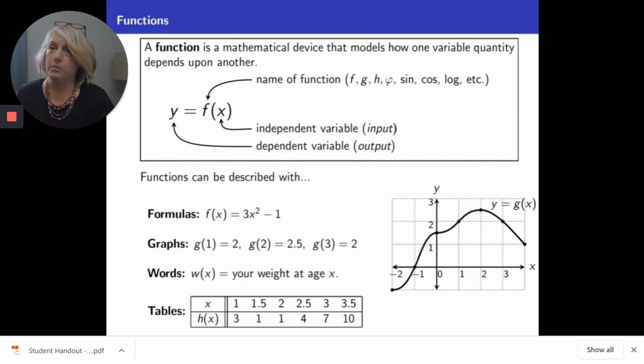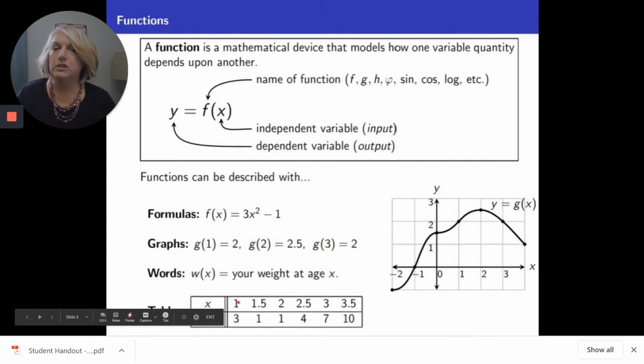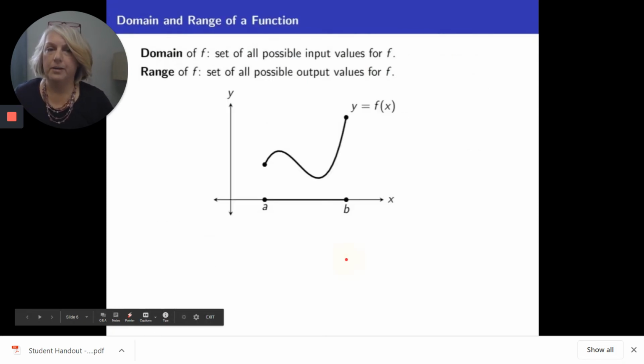Then we also have the numeric description. So we can look at functions by looking at tables of values. These tables are typically incomplete. They're just snapshots of certain points that you're looking at on a function or a graph, but it gives you information: your input, your output, your independent variable, your dependent variable that we're taking a look at.